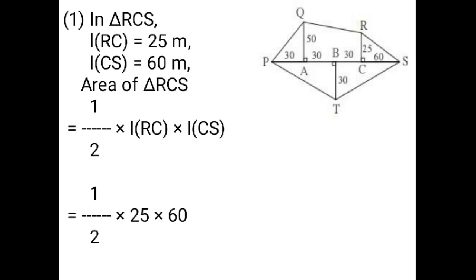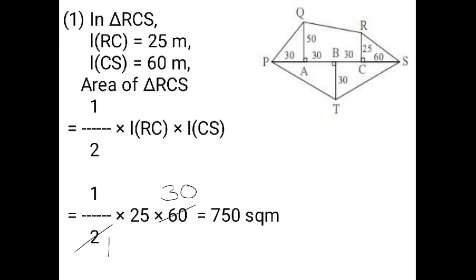Now you have to do two table cancellation. 2 1s are 2, 30s are 60. Now you have to multiply 25 into 30. We will multiply this number directly. 25 zeros are 0. 25 3s are 75. After multiplying 25 into 30, the answer is 750. That is equal to 750 square meter.